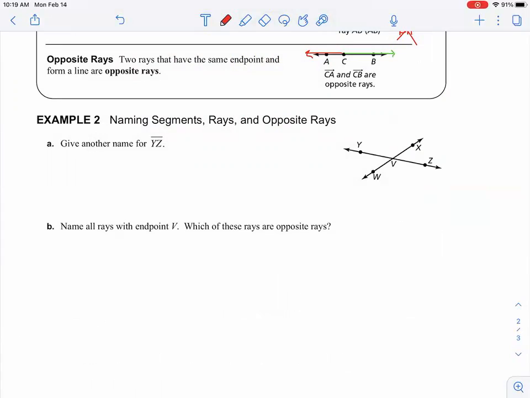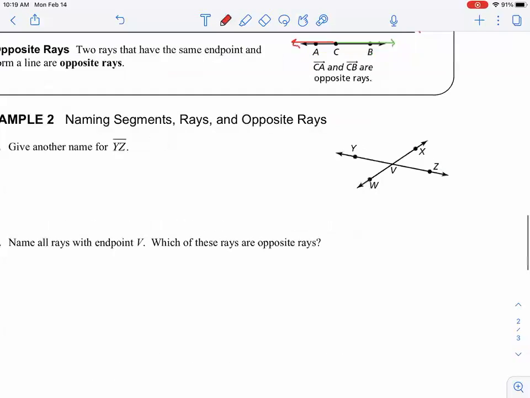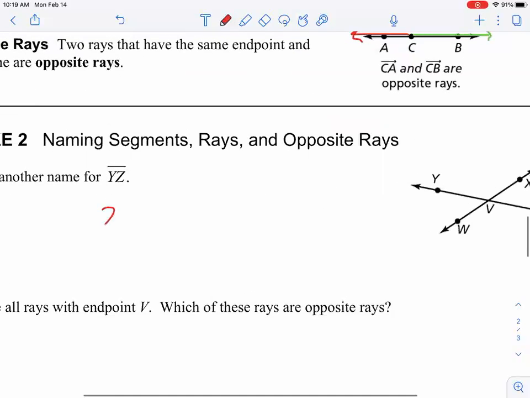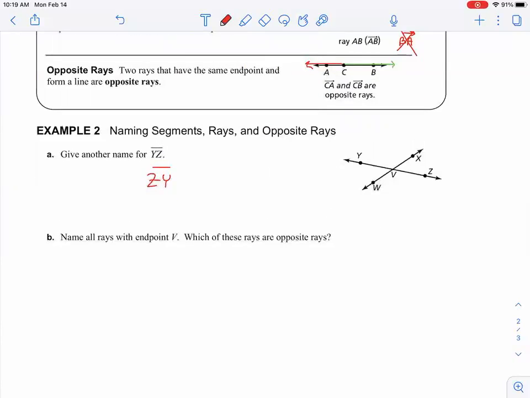All right, let's give another name for segment YZ. So if I have segment YZ right here, I could also call that segment ZY. Don't forget when you name it, put the segment symbol above it, no rays, no arrows on the end of it, okay?